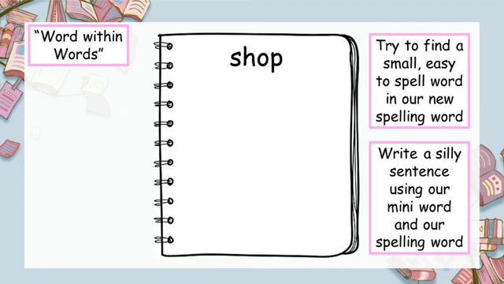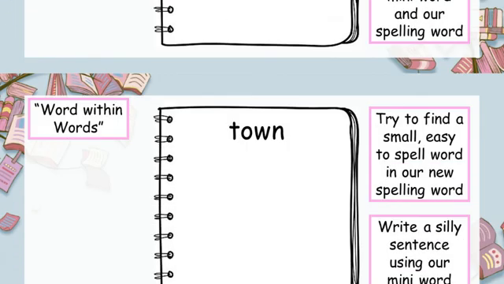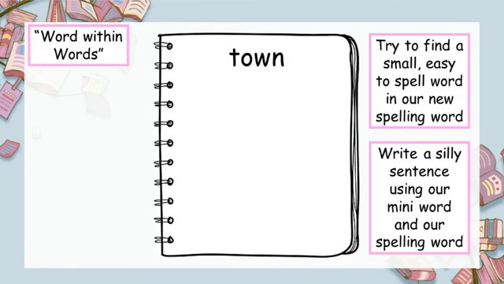Well, how did you get on? Here's what I found. I found the little word hop in there. So the silly sentence that I wrote was, I hop to the shop. Did you get something similar? Let's try another one. What about this word here, town? Pause the video and try to use the words within words spelling strategy for this one. Here's what I got for this word. I found the small word to. So my silly sentence was, I went to town.